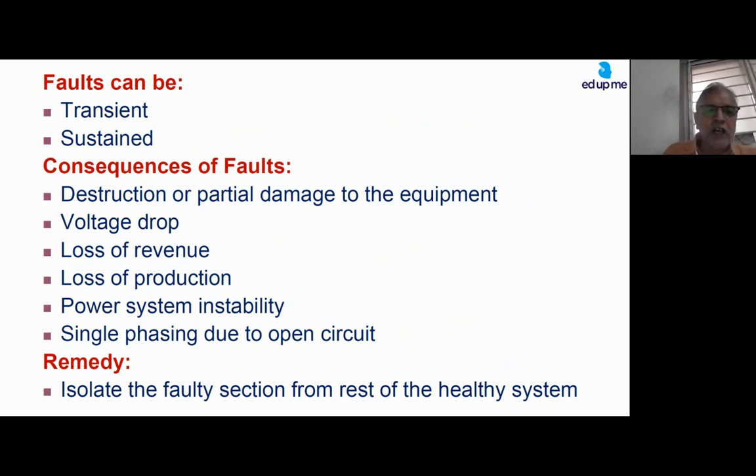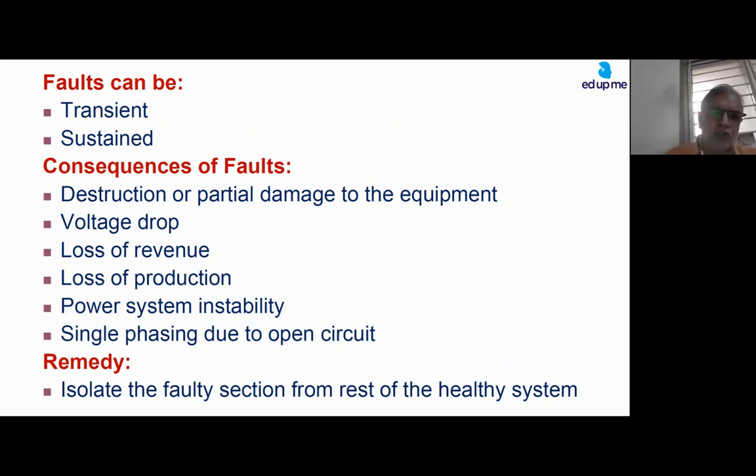If I take a case of some 200 megawatt plant which is closed for 1 hour due to fault, then 200,000 kilowatt becomes 2 lakh units. If I take just 6 rupees per unit, then I'm losing, if I am an electricity board owner, 12 lakh rupees per hour. That's a big loss of revenue.